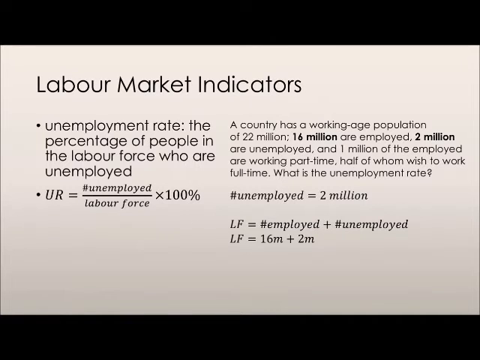And so both of those values are actually given to us. So we have 16 million people that are employed plus 2 million people that are unemployed. And that gives us our labor force of 18 million people. Now, to calculate the unemployment rate, we're just going to plug it into the equation. We have 2 million people that are unemployed divided by 18 million people that are employed plus unemployed, which is the labor force, and that gives us our unemployment rate of 11.1%.